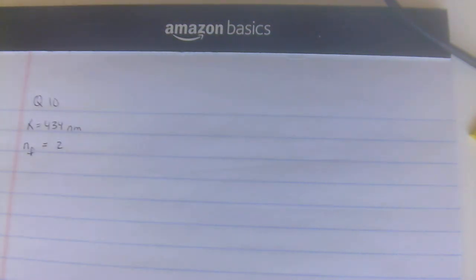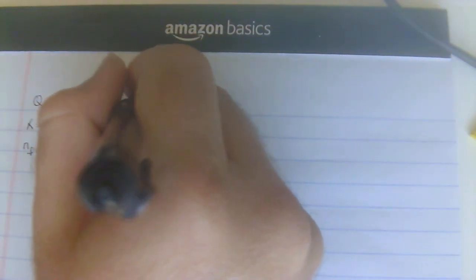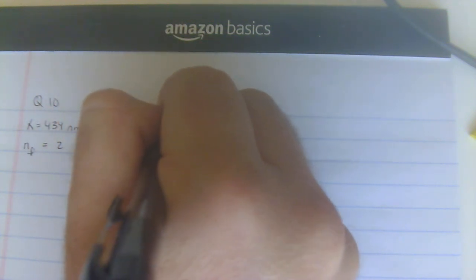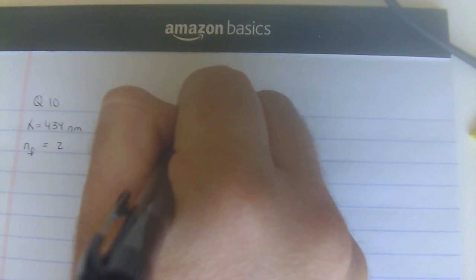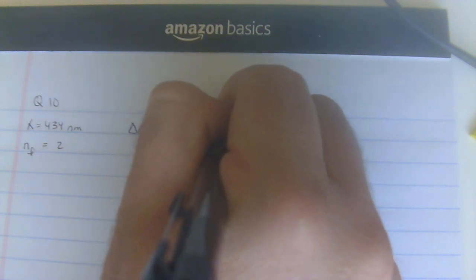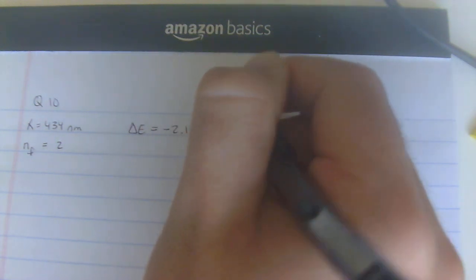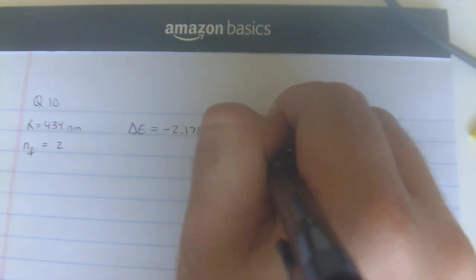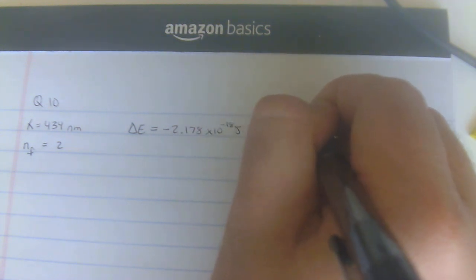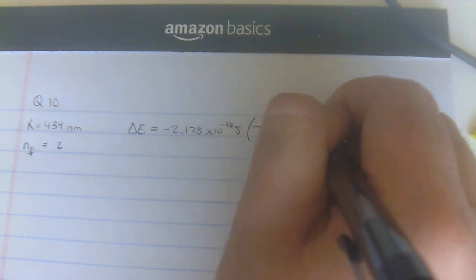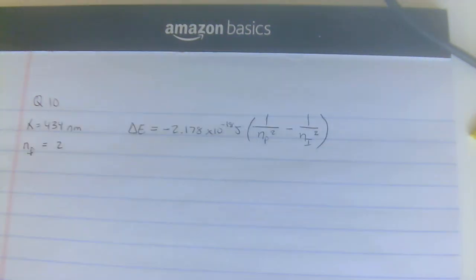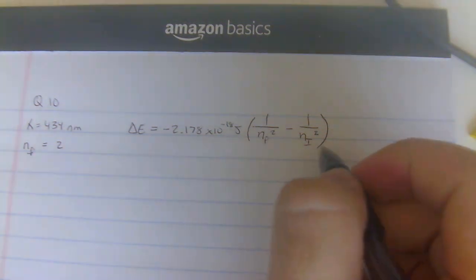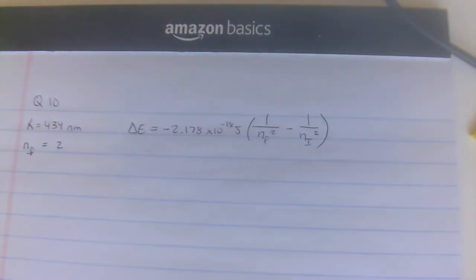Okay? Now remember the Rydberg equation, the one that they give you: delta E, your change in energy, is going to equal negative 2.178 times 10 to the negative 18 joules, that's the energy of your electron, times 1 over nf squared minus 1 over your initial squared. Now what we're trying to find is the initial transition state. What excited state are we coming down from?